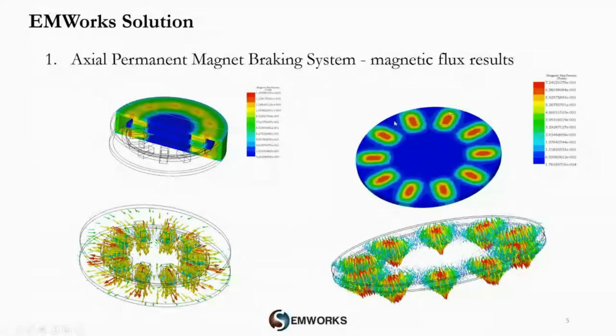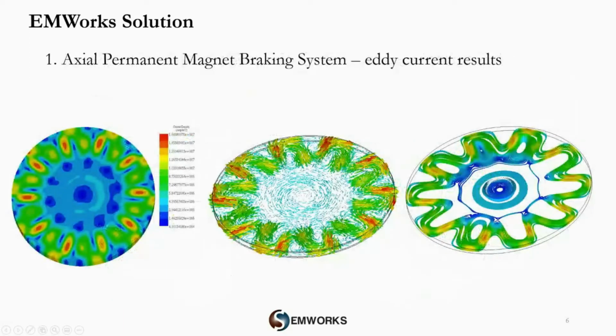Of course, underneath the magnets, the magnetic flux is maximum. But as you can see using the vector plot, they are all pointing down, because all the magnets are oriented vertically, in the negative z direction in this case. These are also results using EMS.